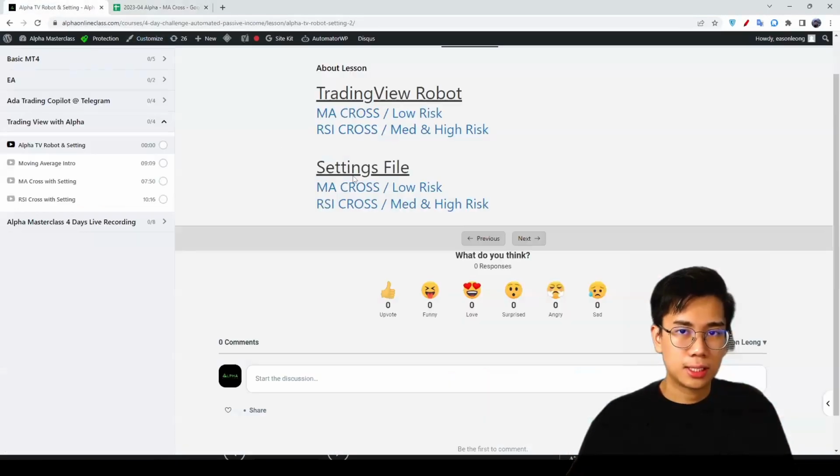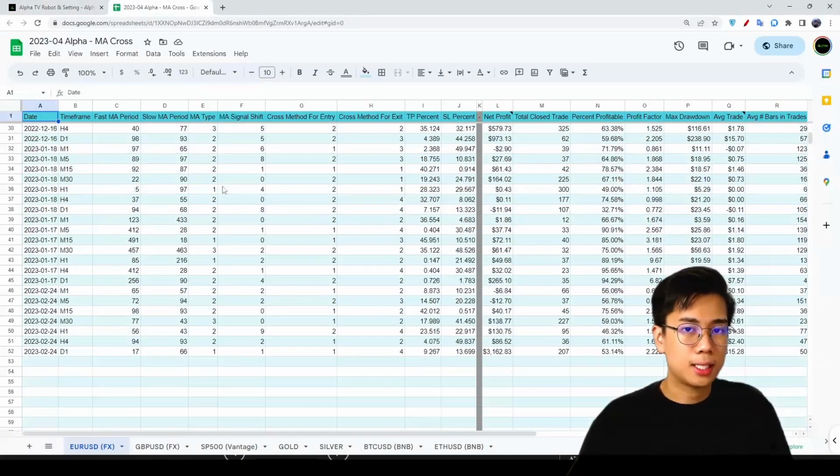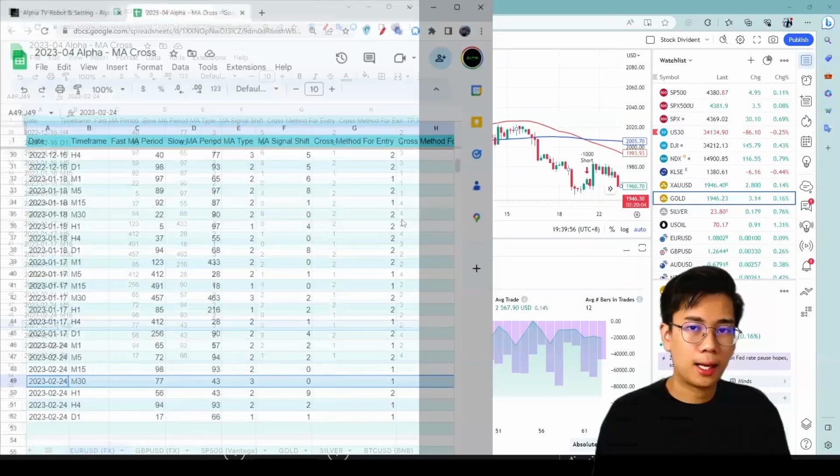Inside moving average cross, the setting file, we have done a bunch of settings for you, depending on the market that you are trading. So let's say that you are trading on EUR/USD, for example, and all you need to do is take the settings from the latest one, and then apply them into the charts.